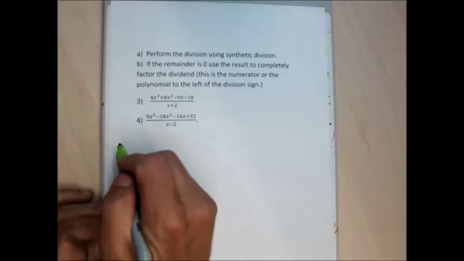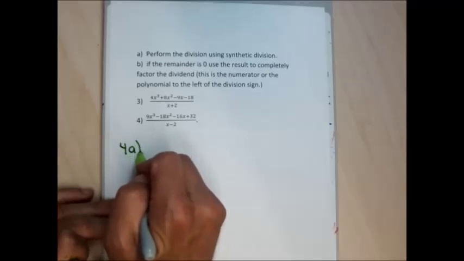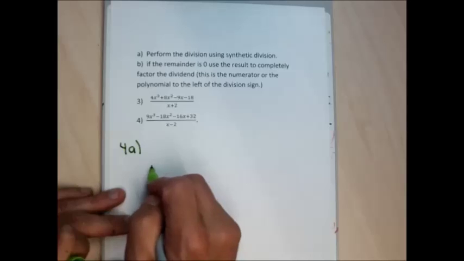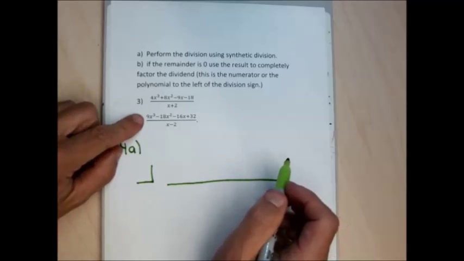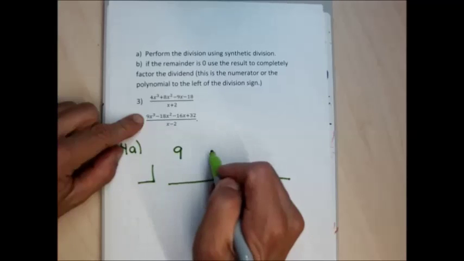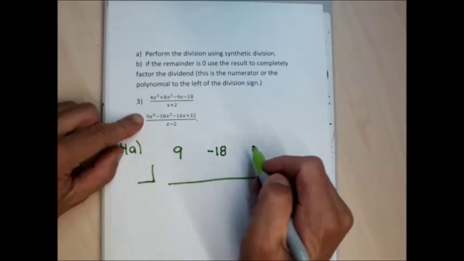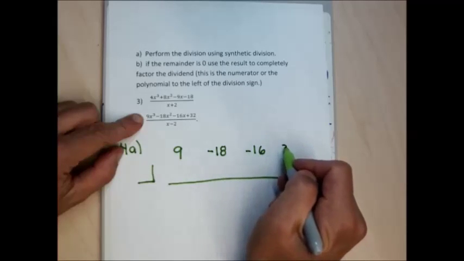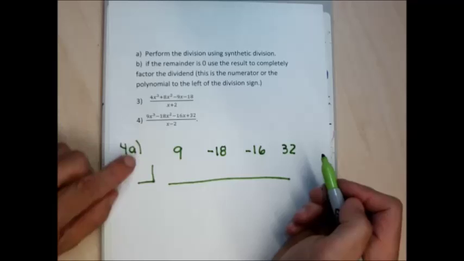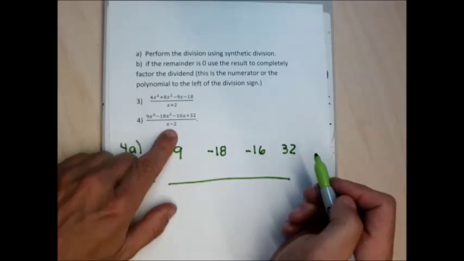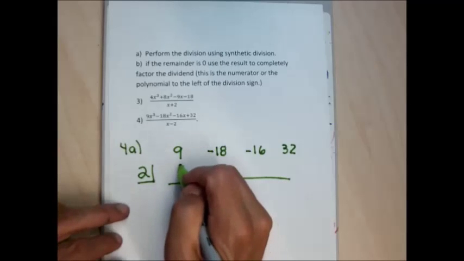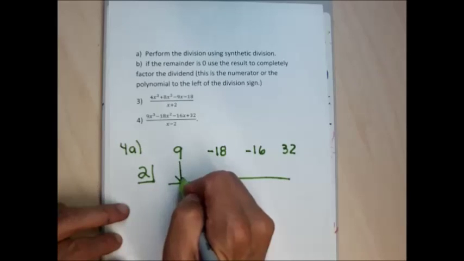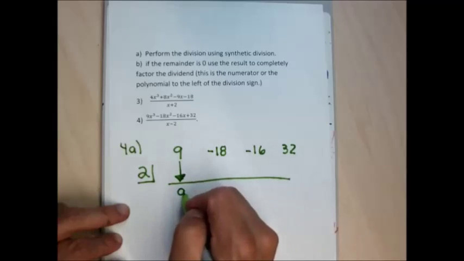So as I go to do part 4a, I'm going to do the synthetic division. To do the synthetic division, I'm going to write a backwards bracket and a long line, and I'm going to pull off the coefficients of the numerator, which are 9, negative 18, negative 16, and positive 32. In the backwards bracket, I'm going to change the sign of the number in the denominator from negative 2 to positive 2. Now I'm going to do my synthetic division. I bring down the very first number unchanged. I leave it completely intact. So that positive 9, I'm going to bring down.